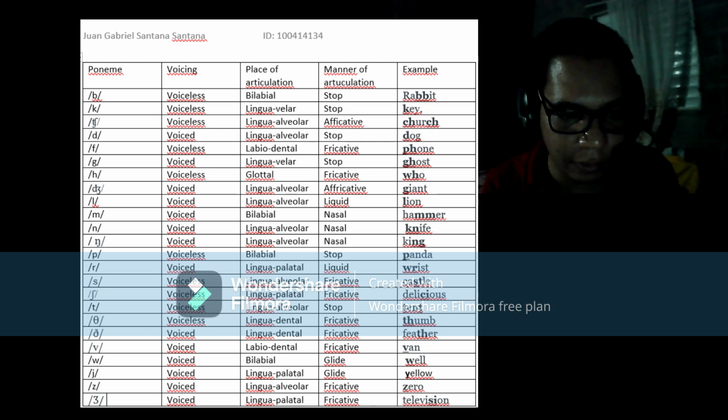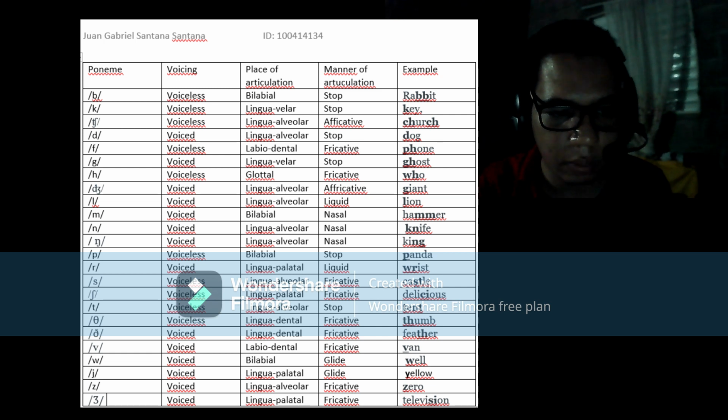We have v, which is voiced, labiodental, fricative, and the example that we have is van. We have w, which is voiced, bilabial, glide, and the example is whale.